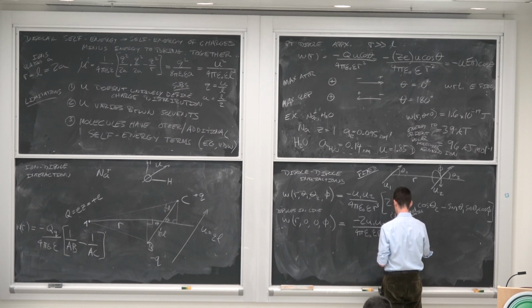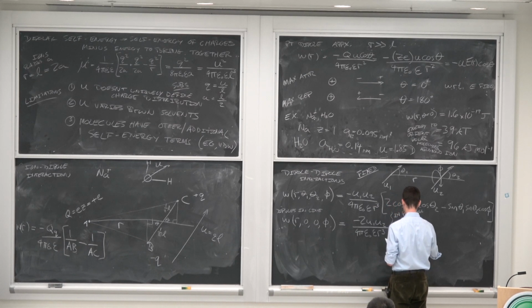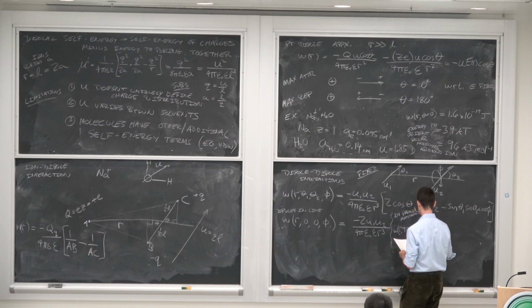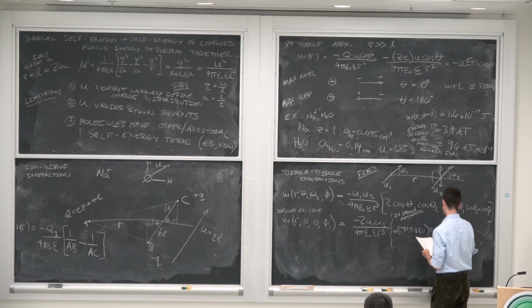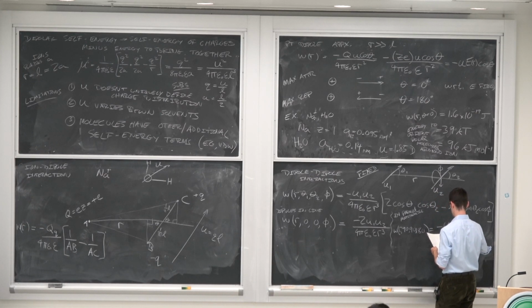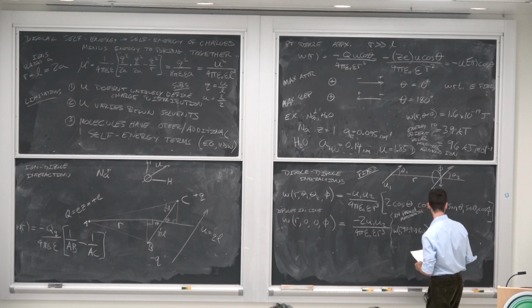W of R, 90, 90, 90, 180 equals minus U1 U2 over 4 pi epsilon naught epsilon R cubed.